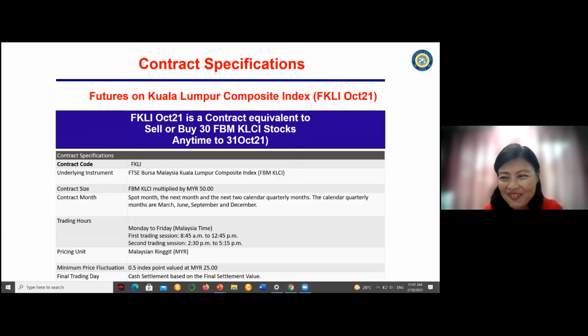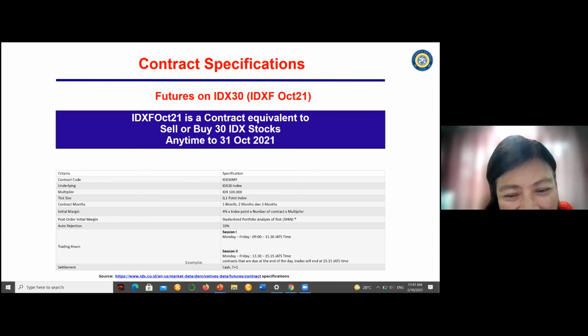Okay, this is the Indonesia part, which is the same. Your underlying is the IDX 30 index. Gita also taught me a lot of things. She says this is a new contract, a new index and new futures that the exchange is promoting. The multiplier times the value is 100,000, and it moves in terms of 0.1 point, which means that in my example earlier, 458.4, the next one is 458.3 if it goes down.